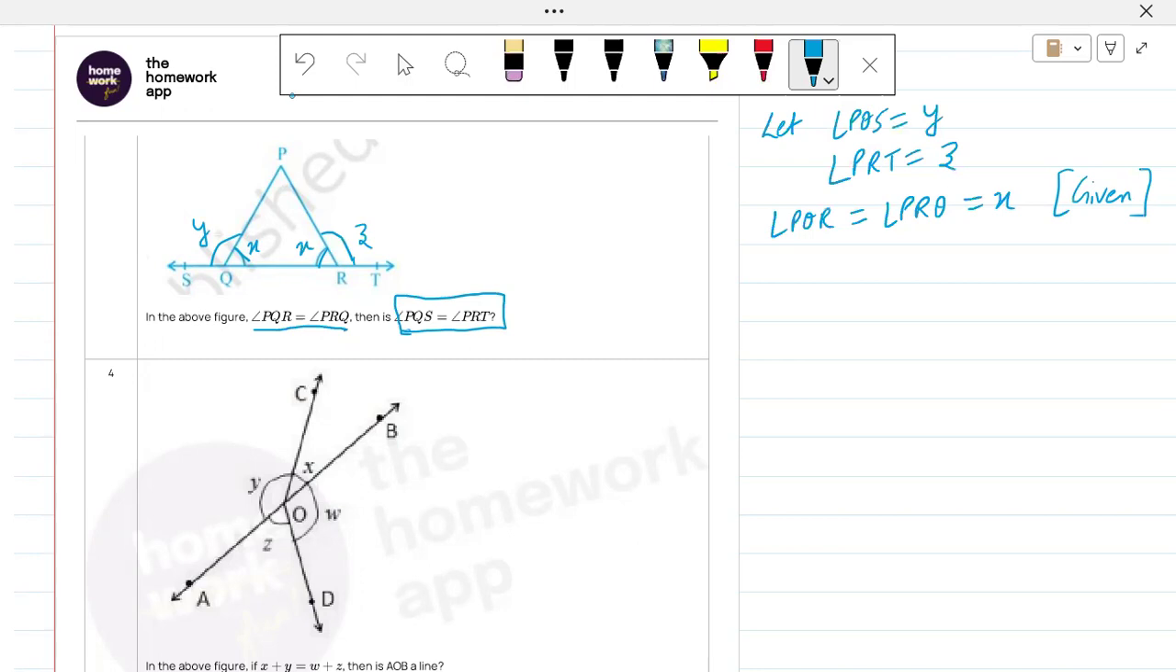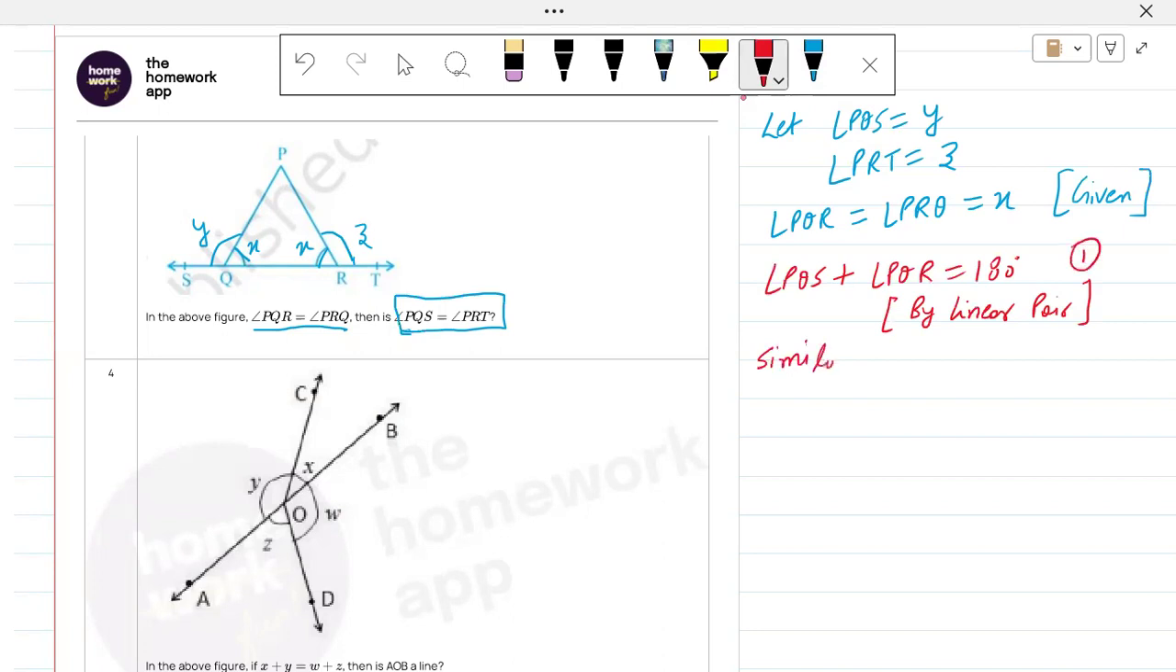You have to write here angle PQS plus angle PQR is equal to 180 degree. Why it is 180 degree? What is the reason behind it? By linear pair. Similarly, you can mark it. This is equation number 1.